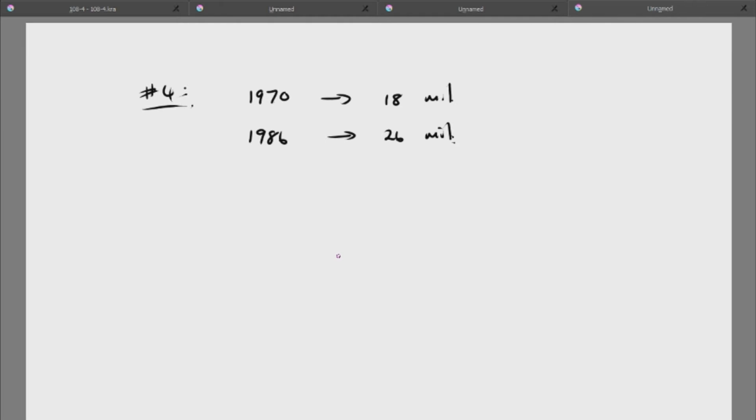Which one is the input and which one is the output? I need to know that. Which one is the input? Time or population size? Time is the input. And population size changes because time changes. Okay. So let's step away from x and y. Let's say t for time.